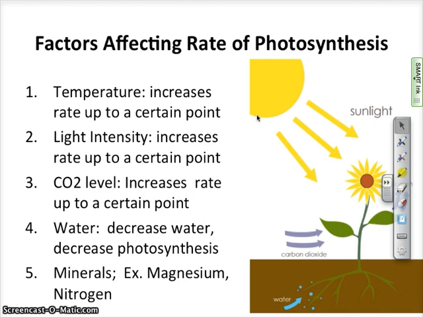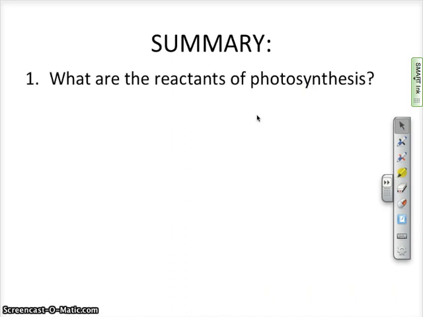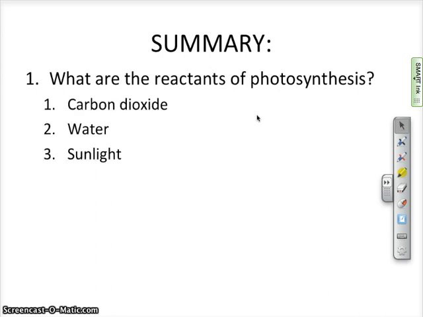All right, so let's recap a few questions just to see how well you were paying attention. First question, what are the reactants of photosynthesis? You should remember that there are 3 specific reactants. They include carbon dioxide, water, and sunlight. Those are all necessary in order for photosynthesis to occur. Sunlight is really just the catalyst that sets the reaction off. Carbon dioxide and water are the main reactants.